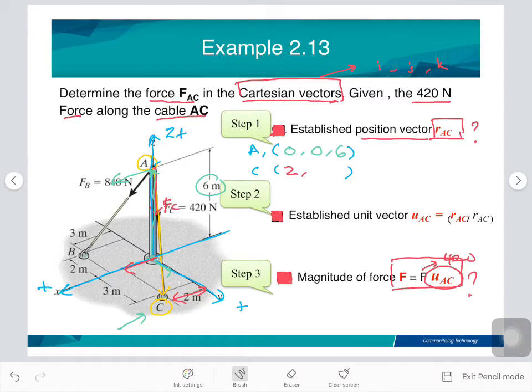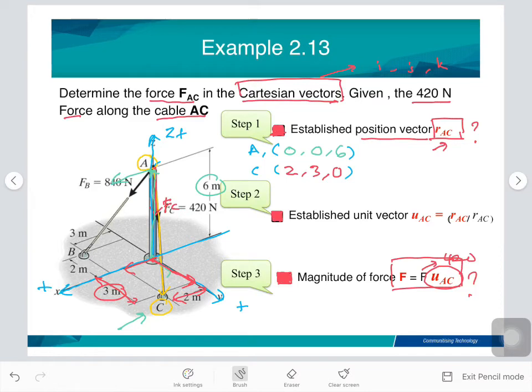And then what is X? So that just now is X, now is Y. So Y here, what is the distance of Y? This is Y positive. So the distance is 3 meter. Positive, right? So 3 meter. How about Z? So C, do we have to travel in Z? C doesn't have distance in Z. So Z is 0. So now, can you solve for the position vector RAC?